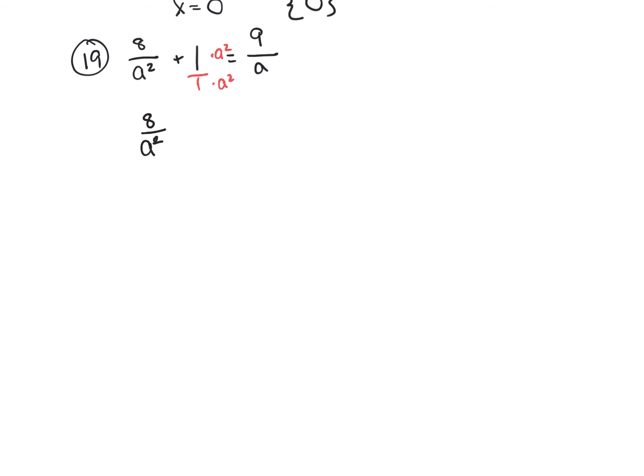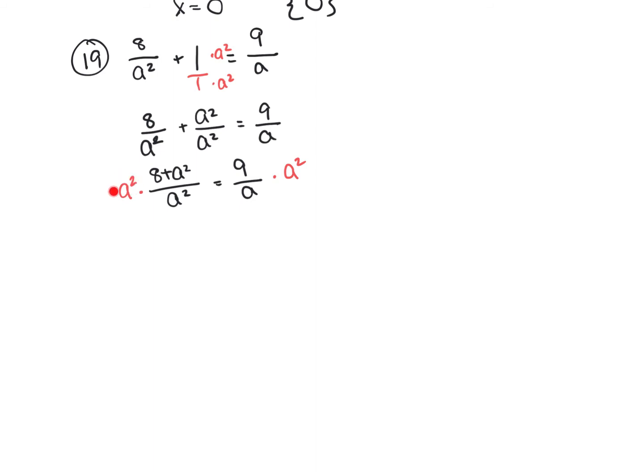So I end up with 8 over a squared plus a squared over a squared is equal to 9 over a. Now that I have common denominators, I can add my left side together with 8 plus a squared over a squared is equal to 9 over a. So from here, to get rid of the fraction, I go, hey, if we're dividing by a squared, I'm going to multiply by a squared. But if I do that to one side, I have to do that to the other.